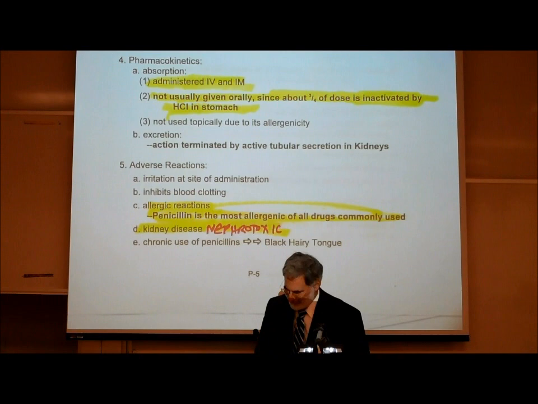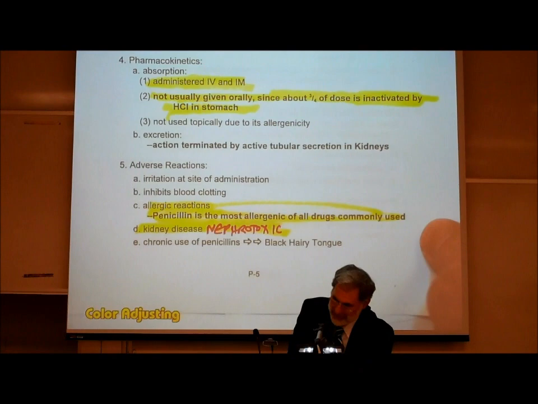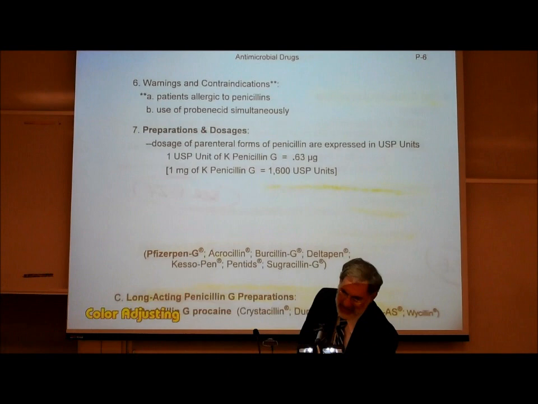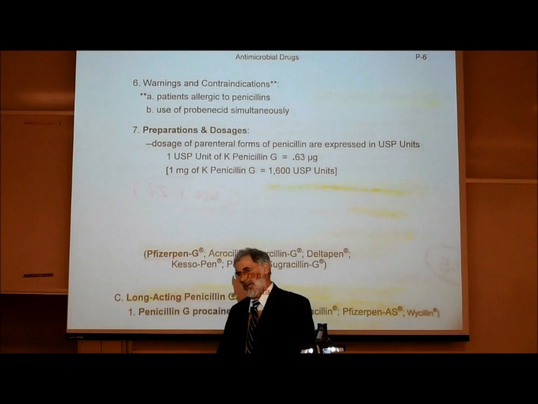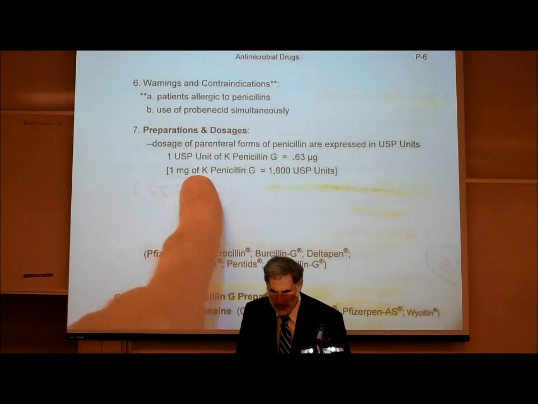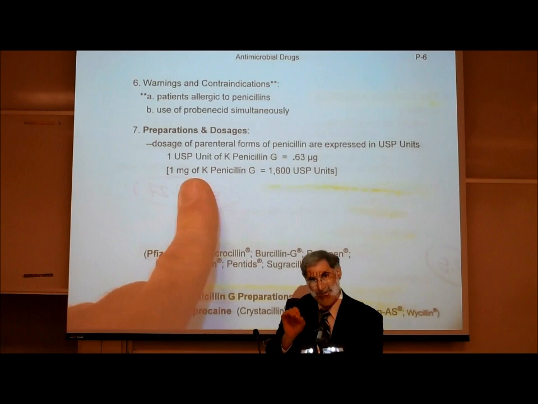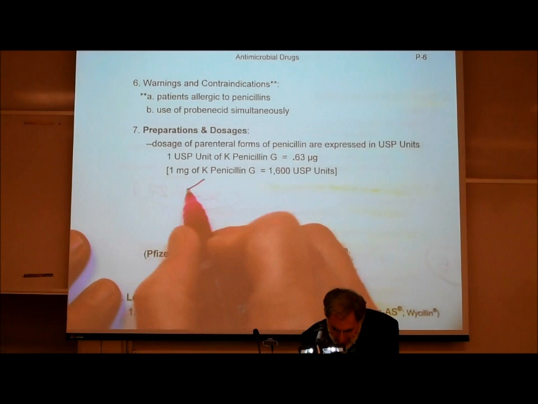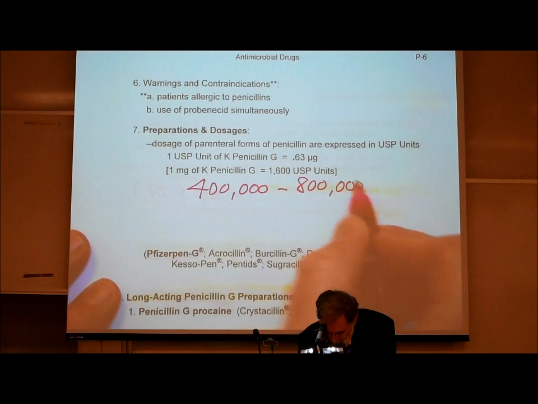Okay, on page P6, now, penicillin G, which is given by injection, they commonly still express its dosage in what are called USP units. USP stands for United States Pharmacopeia. Remember that? So there, it is expressed in USP units. The typical dose of penicillin G that's injected is they typically give 400,000 to 800,000 USP units.